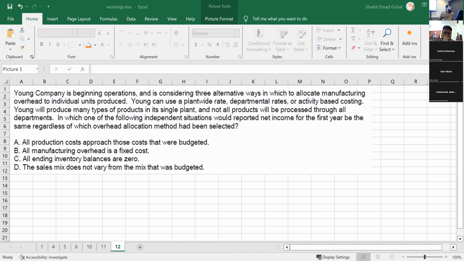Option number C. If your closing stock is 0, whatever allocation method you use cannot manipulate the profitability, right? Because all the overhead has to be charged in the current year. But if there is some closing stock, you have an opportunity to transfer some overhead to the next year in absorption costing. Clear? So what is the answer? C is the answer, which is all ending inventory balances are 0.